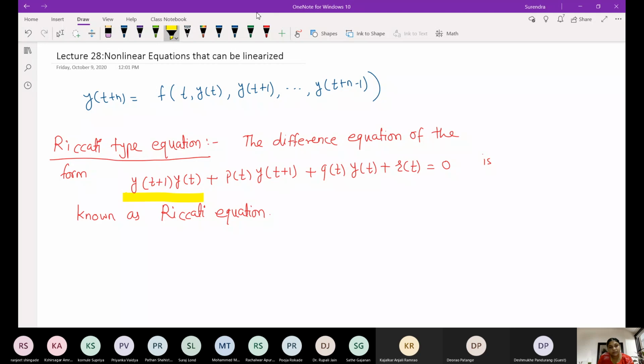Is that okay? Yes, ma'am. Because here a product is there, y at t plus 1 into y t. If it is addition, subtraction, then it is linear. But here it is the product of y at t plus 1 into y t. So it is not a linear term.